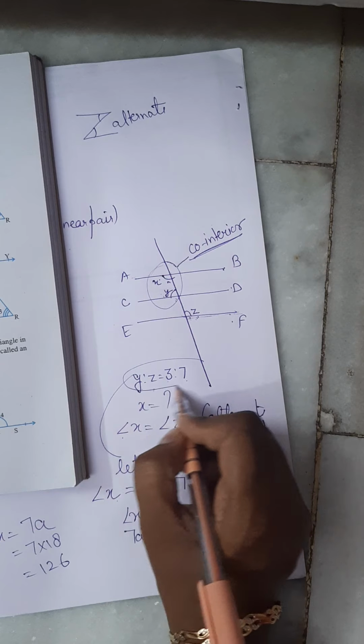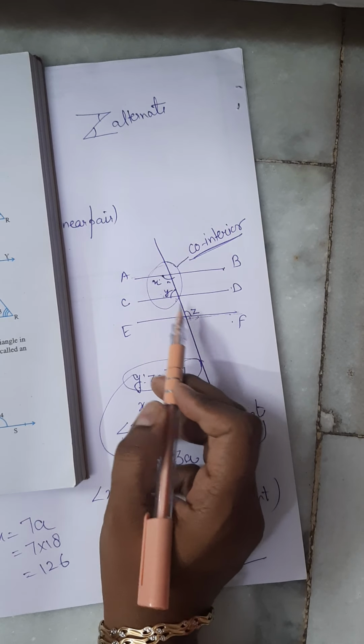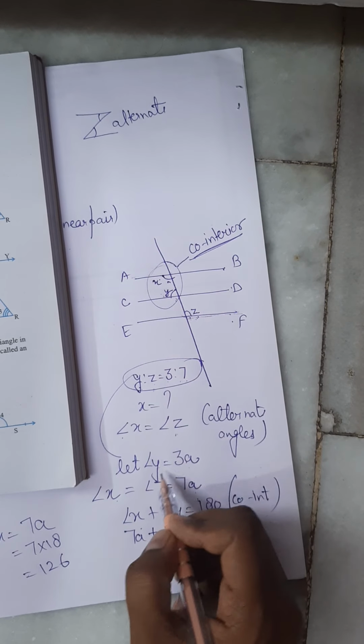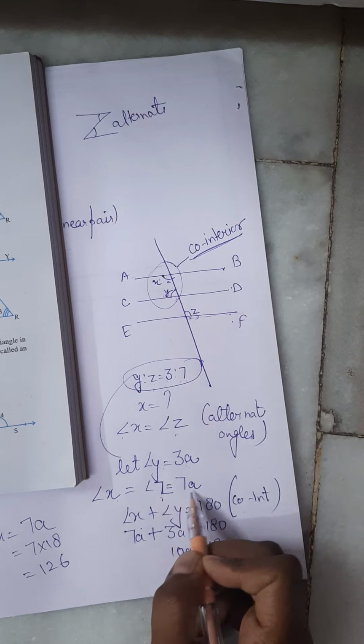Another thing which the question gave us was y is to z is 3 is to 7. So let's take y as 3a, and z as 7a.